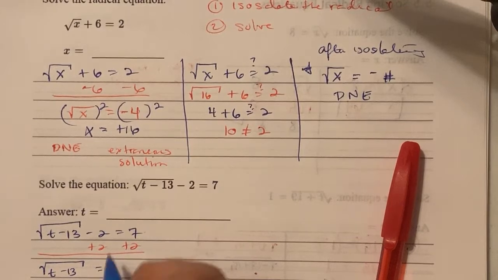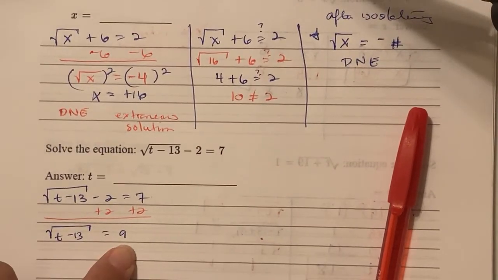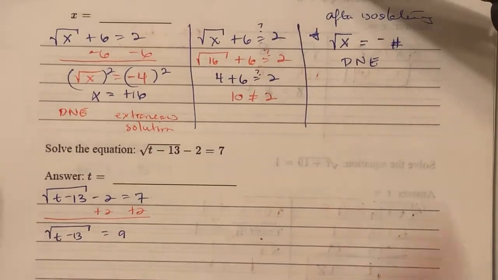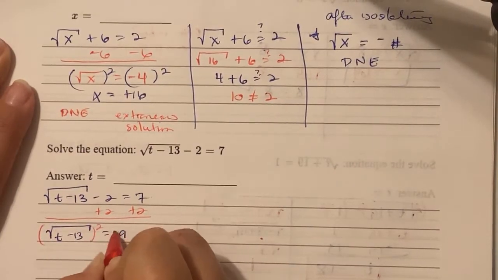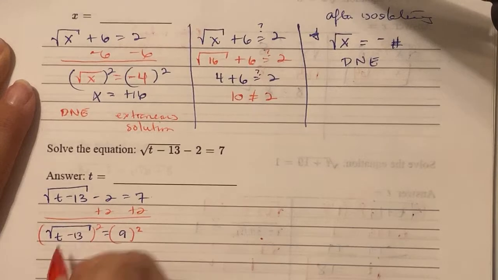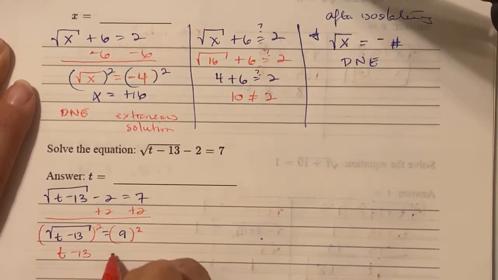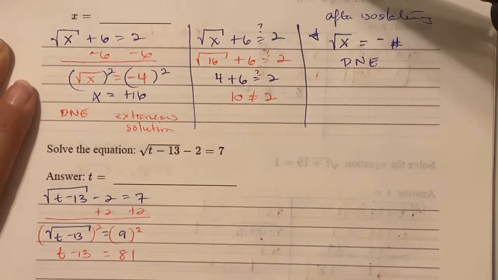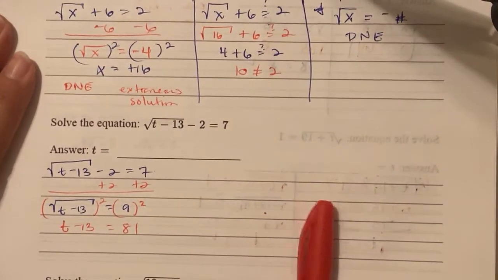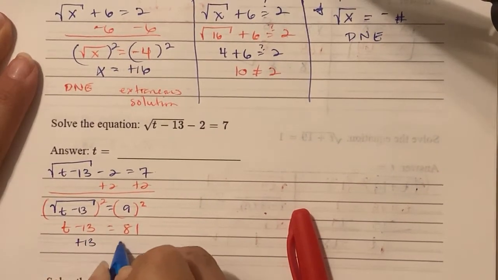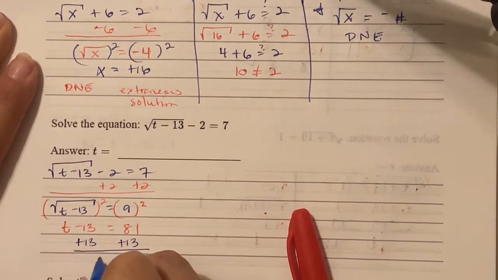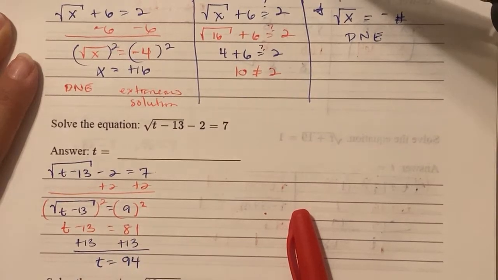So I had $7 and gained 2 more, I have a 9. So now, after we isolated, the radical is equaling a positive number, so we're good. You're gonna square both sides to a power of 2. So we get t minus 13 equaling 81. Add the 13 over. So t is equivalent to 94.